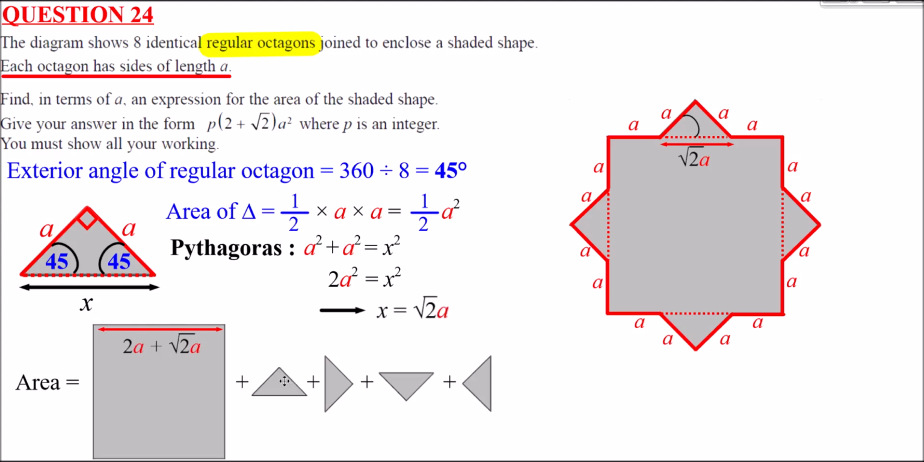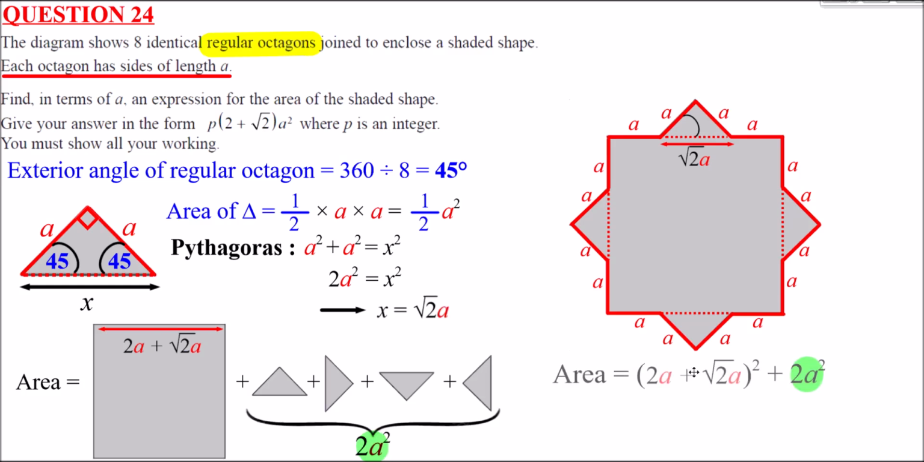And each one of these little triangles has an area of a half a squared. So a half plus a half plus a half plus a half is 2. So all of these would be 2a squared, like so. So an expression for the area is going to be this side of the square squared, to get the area of a square, plus 2a squared. So this is an expression for the area of the total of all this shaded shape. So I need to work out 2a plus root 2a, all squared.